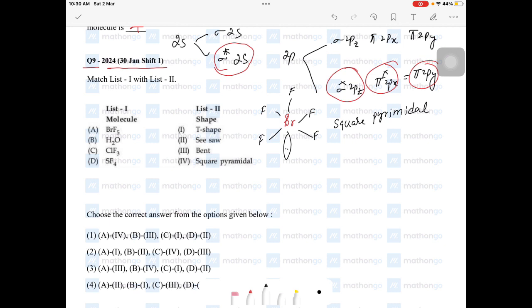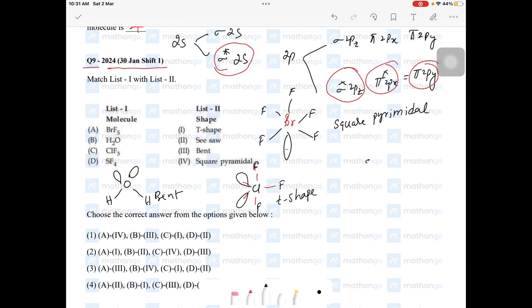Next, H2O, you know very well: 2 bond pairs, 2 lone pairs, bent shape. Next, ClF3. Chlorine is a group 17 element. Out of 7, 3 are involved in bond formation, remaining 4, which means 2 lone pairs. 2 lone pairs and 3 bond pairs, total 5. 5 means trigonal bipyramidal. 3 bond pairs, 2 lone pairs, T shape.